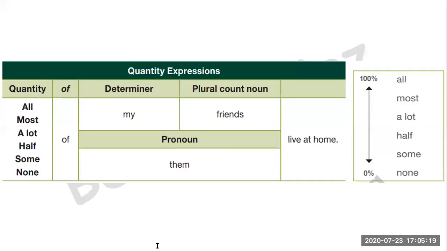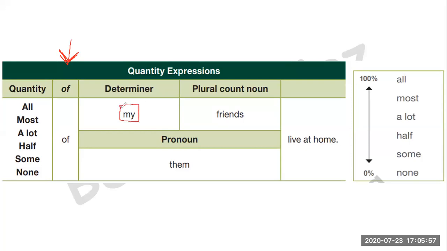Okay, again. Here we have a determiner. As you see here, we have the word of. When we are talking about quantity expressions, we use of. All of my students are in my class. Most of my students live near my house. None of my students fail the test. Okay, always we are going to use the word of.